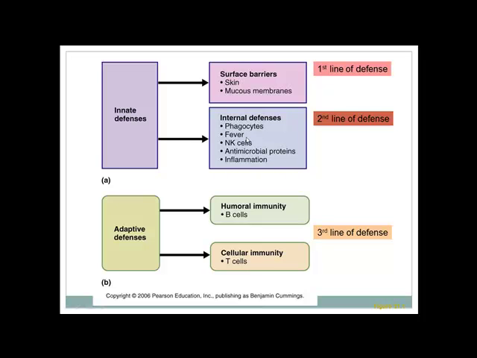You can have a fever, and that just makes it hard for any foreign invader to live. You have natural killer cells, antimicrobial proteins, and inflammation. If whatever is invading your body gets through your first and second line of defense, then the third line, your adaptive immunity, kicks in. That means this is adapting to whatever microorganism has invaded your body, and it is going to form a specific plan and antibodies to fight that off. There's humoral mediated immunity and cell mediated immunity. Humoral mediated immunity is another name for antibody mediated.